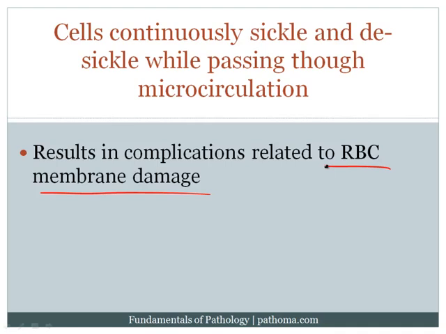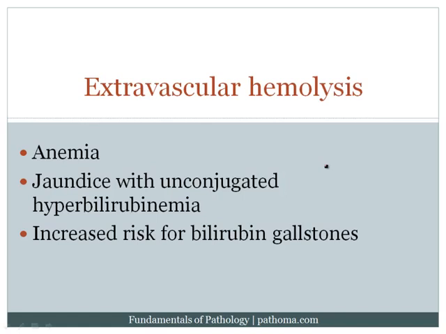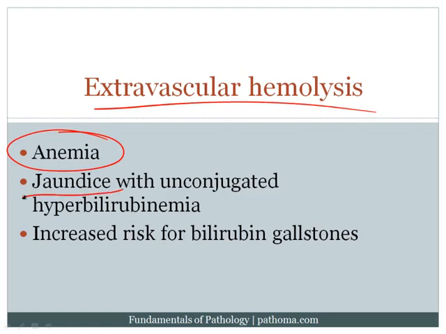And one of the major principles of clinical findings in sickle cell anemia is actually related to membrane damage. For example, because there's membrane damage, the cells are going to become less flexible over time, and as they become less flexible, the spleen will actually remove them from the circulation. And so that's going to result in extravascular hemolysis with an anemia. At the same time, all of the consequences of extravascular hemolysis, jaundice, as I've already explained, unconjugated hyperbilirubinemia, and increased risk for bilirubin gallstones will all be a consequence of extravascular hemolysis.